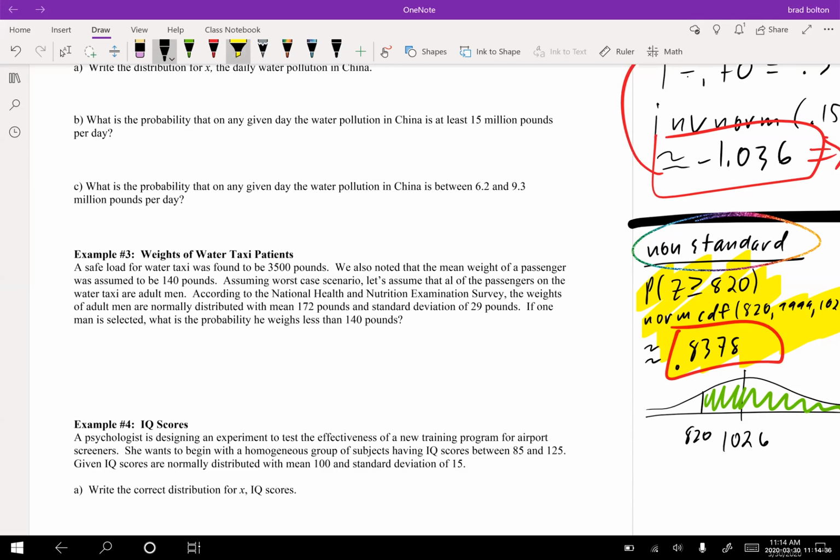So just a few things to point out. Really big deal right here. The moment they mentioned that, what did they just give us? They gave us normal distribution, which means now we can use our calculator with normal CDF and inverse norm or whatever we need, because they mentioned it was normally distributed.